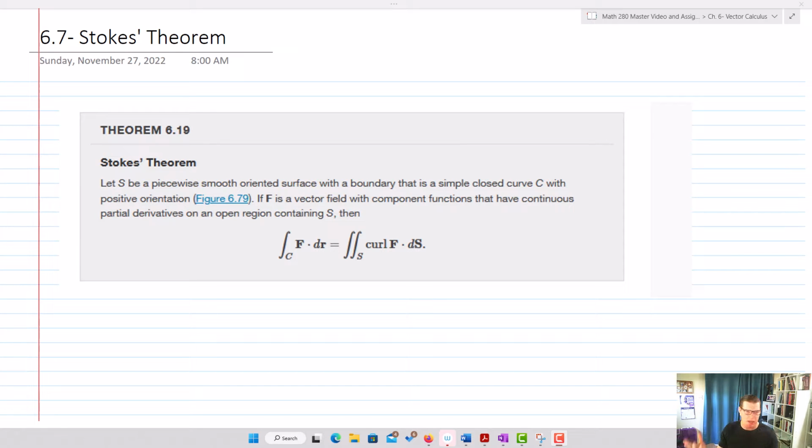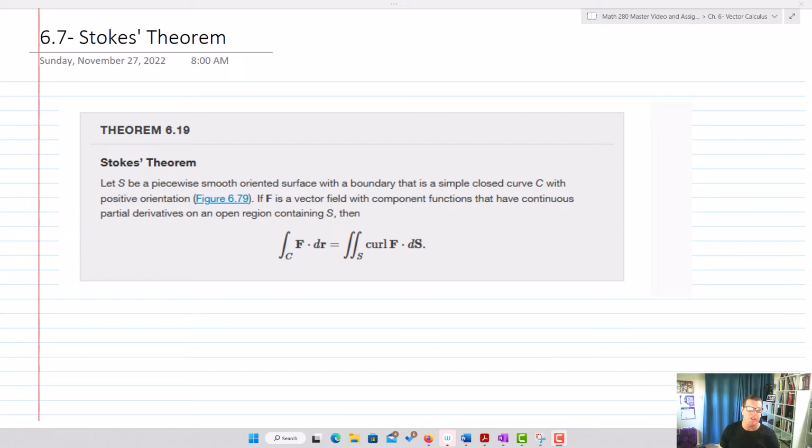So let's just recite what Stokes' theorem actually is. We're going to let S be a piecewise smooth oriented surface with a boundary that is a simple closed curve C with a positive orientation. All right. Essentially, when we talk positive orientation, we're talking about if you were moving around the surface, you'd always have the surface on your left-hand side, and that would be your positive orientation for the surface.